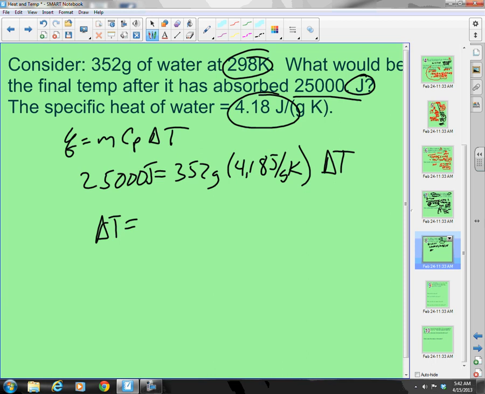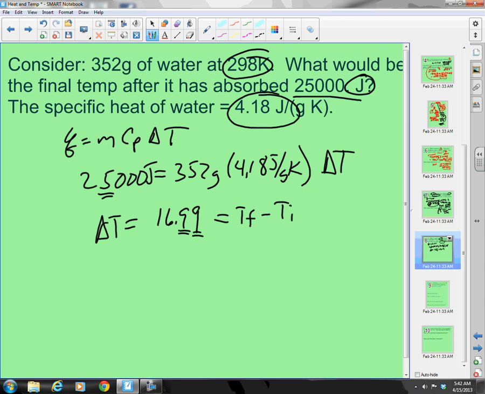25000 divided by 352 divided by 4.18, and I get 16.99. It looks like I have two sigs here. So that means these two guys are not significant. Cool, that's my delta T, and my delta T is equal to T final minus T initial.